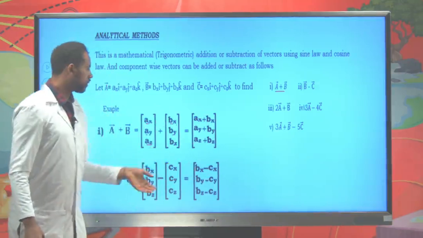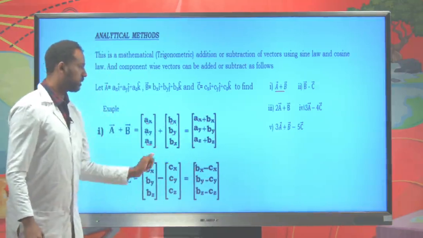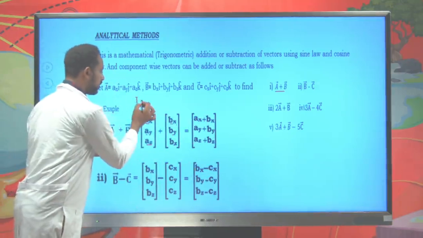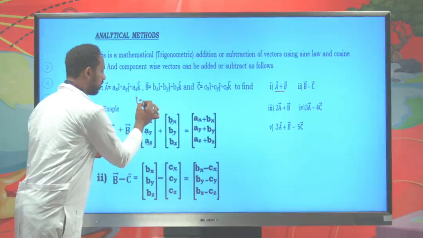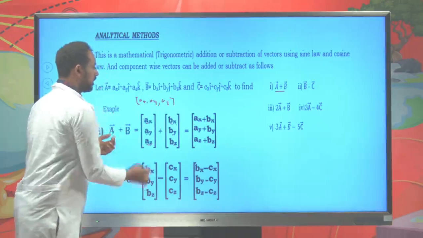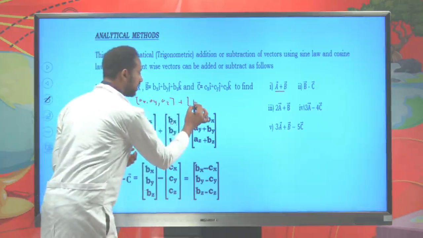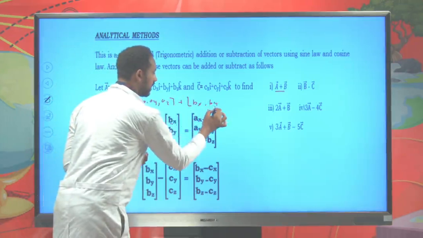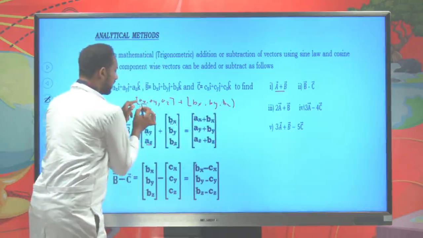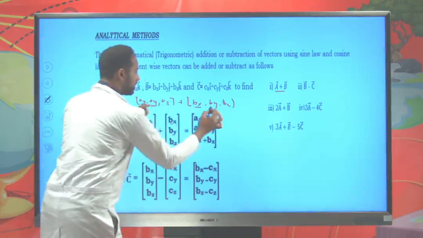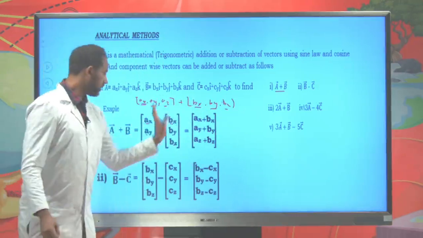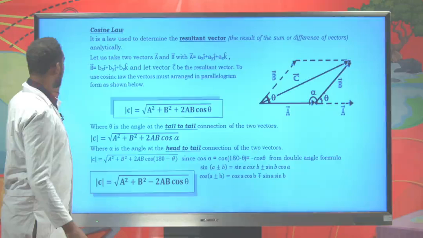It's possible to add those two vectors using column techniques. Or it's also possible to use row-wise, meaning you put ax, comma, ay, comma, az, plus bx, comma, by, and bz. Therefore, it's possible to add ax with bx, ay with by, az with bz. This technique is called row-wise, and this one is called column-wise.